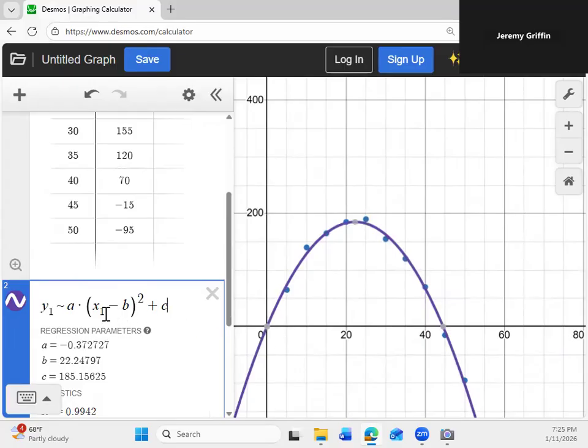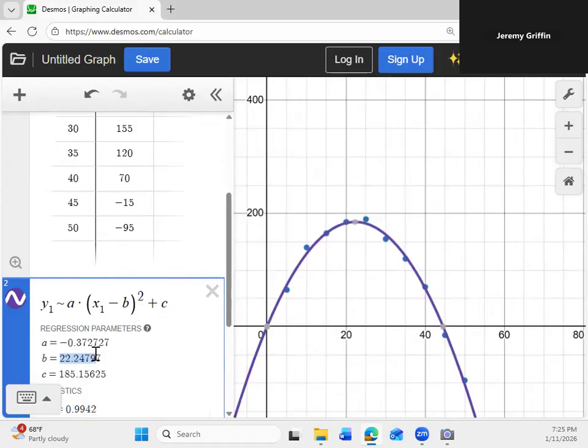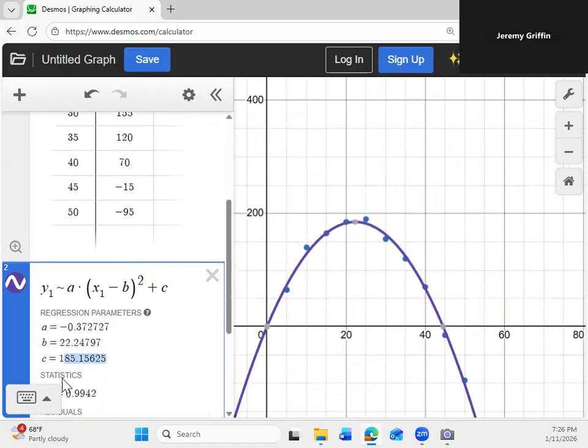Okay. So that's like the best parabola you could fit to that scatter point data. So x1 is your x value, your horizontal axis variable. y1 is, of course, the y values. This minus b tells you how much it's shifted to the right. Now just eyeballing the graph, it looks like it's shifted to the right what, 22.2? That's exactly what this says right here, 22.2. And this plus c value tells how much it shifted up, which looks like about 185. Yeah, there it is, 185 right there.